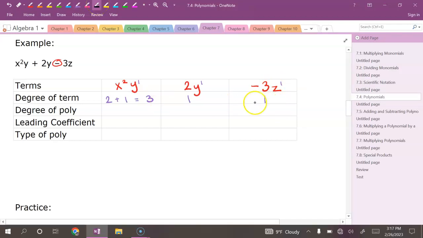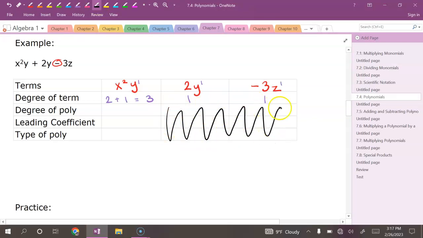Now, after you get the degree of the terms written out, we don't need to fill in the rest of the boxes here, so I'm just going to scribble those off, because the next piece of information comes from those 3 numbers that we just wrote down. The 3, the 1, the 1. The degree of the polynomial, that's the biggest degree that you saw. So we saw 3 for that first one, so that would be the degree of the polynomial.